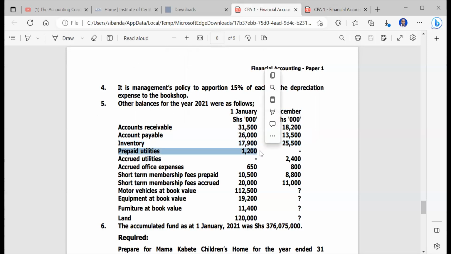Utilities are expenses, so they are more like expenses paid in advance. So we know that prepaid utilities are current assets. Even in this case, they also happen. So all these terms, the way they are, this general accounting knowledge cuts across all these entities. Accrued utilities, these are usually utilities that you've not been invoiced for. You have incurred them, but you've not paid the bills. Okay, so you accrue for them. Accrued office expenses, very similar.